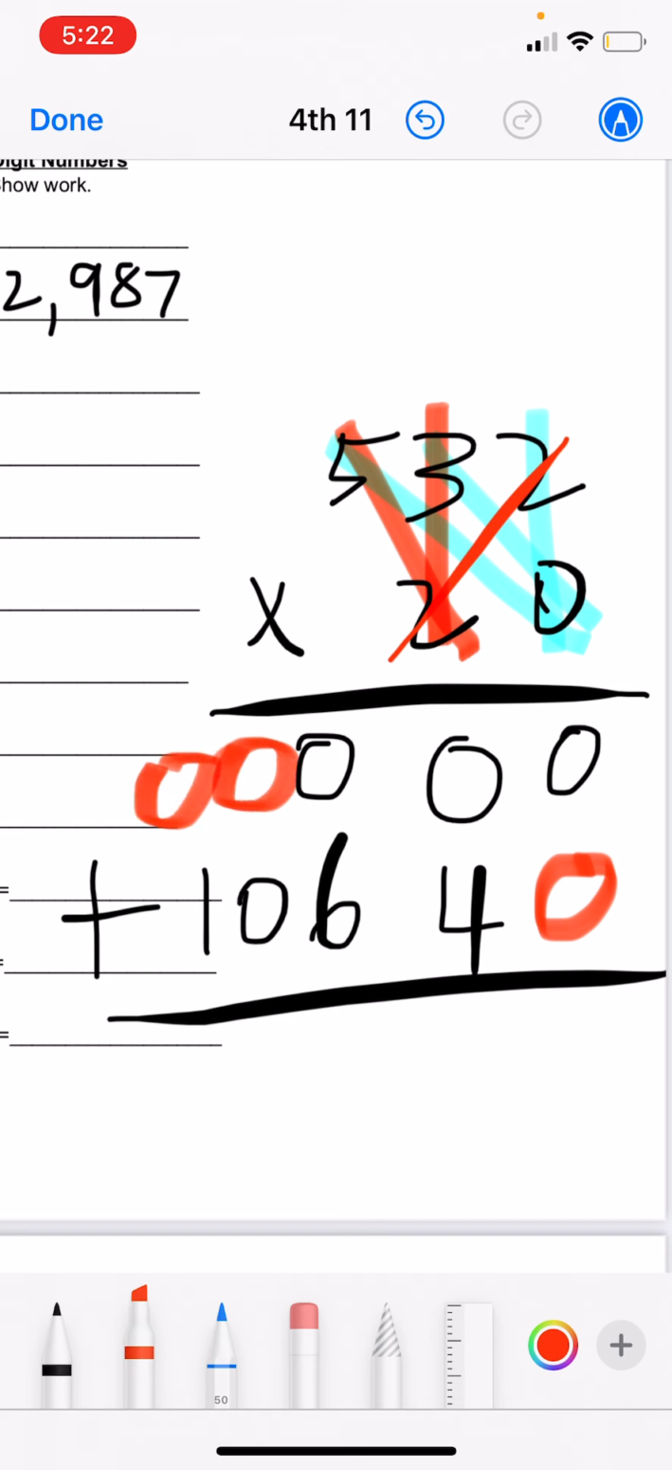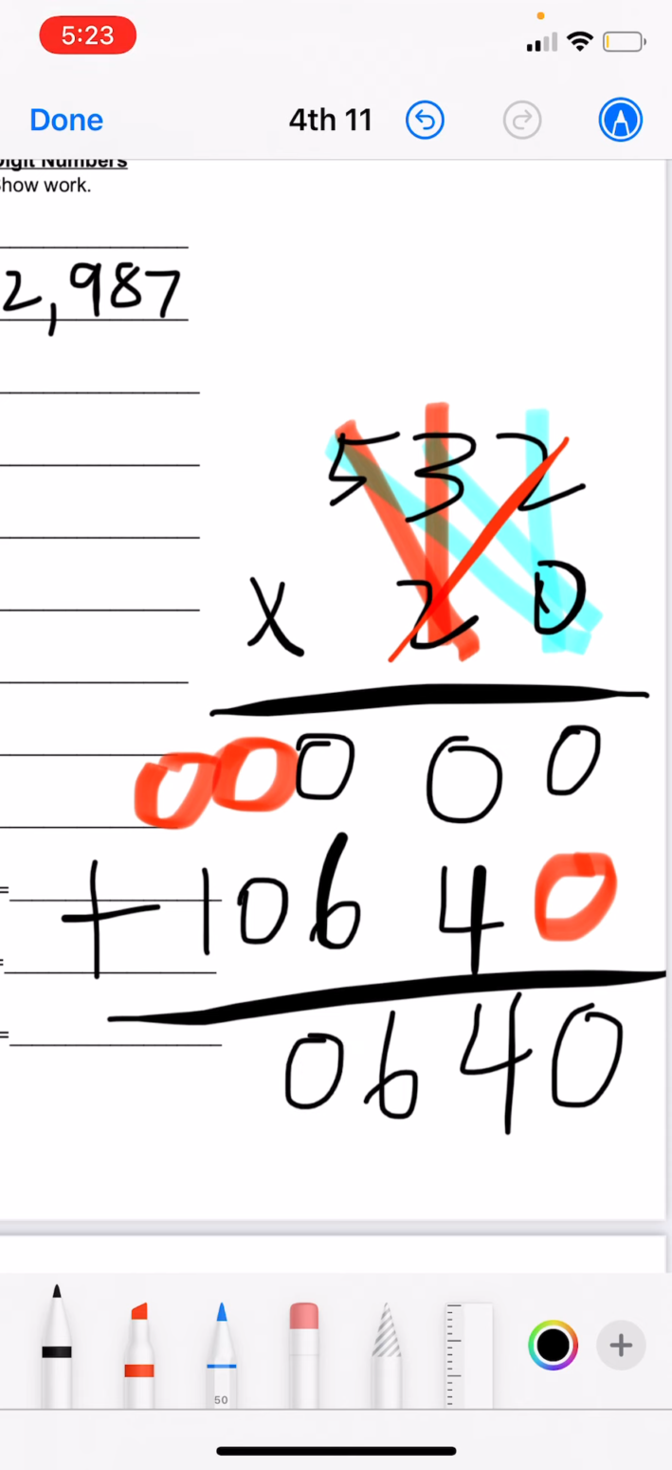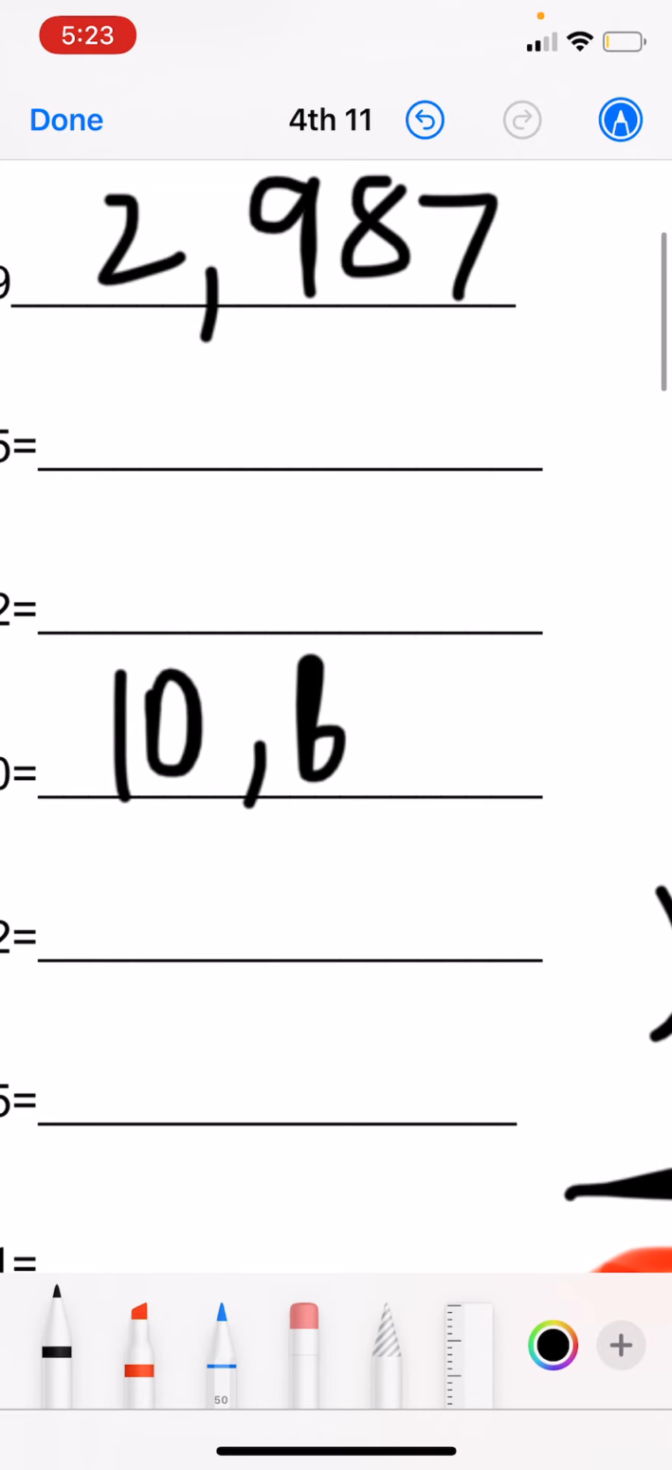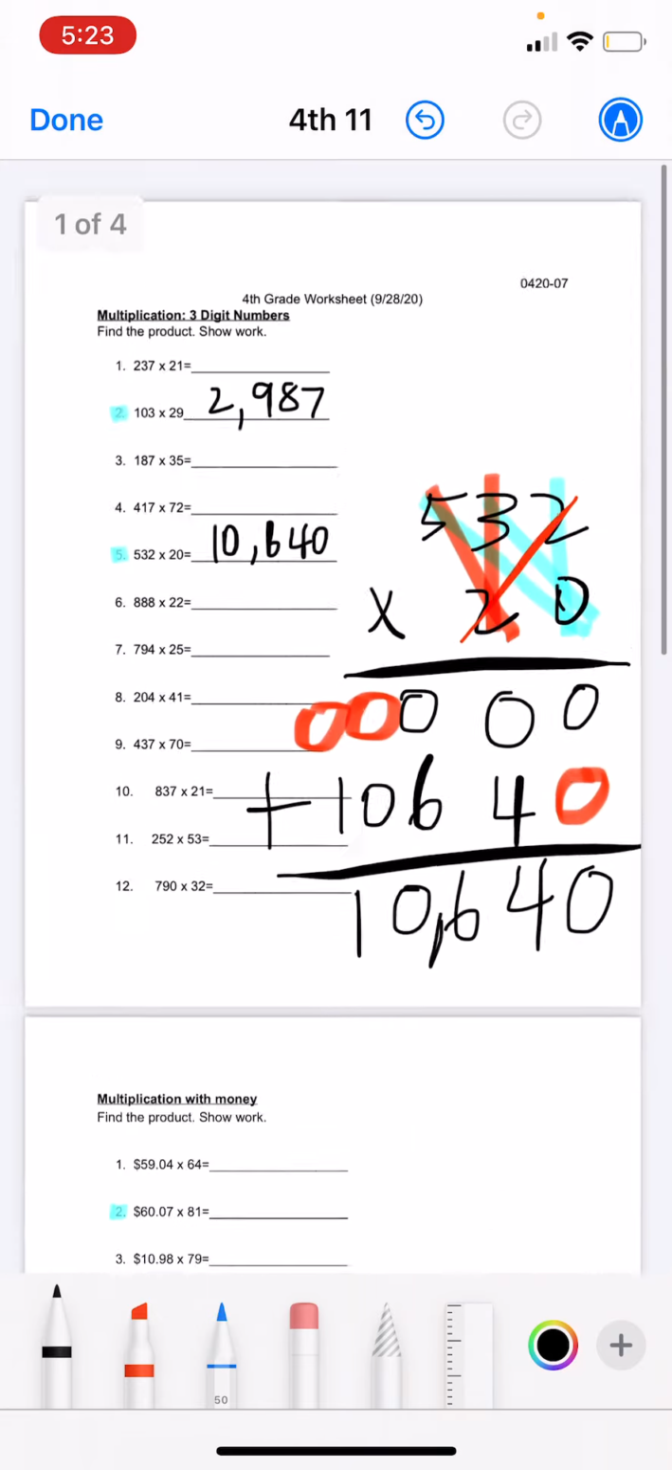Okay, so we're going to do 0 plus 0, which is 0. 0 plus 4 is 4. 0 plus 6 is 6. 0 plus 0 is 0. And 0 plus 1 is 1. Make sure to put your comma, and you have 10,640. Okay, so hopefully you were able to follow along.